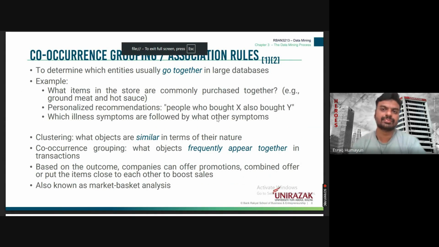Okay. So they give an example to determine which entities usually go together in large databases. Example, what items in the store are commonly purchased together? Example, ground meat and hot sauce. Yes, when you buy meat, you must buy sauce. Personalized recommendation. So you can see this example that is given in the slides.